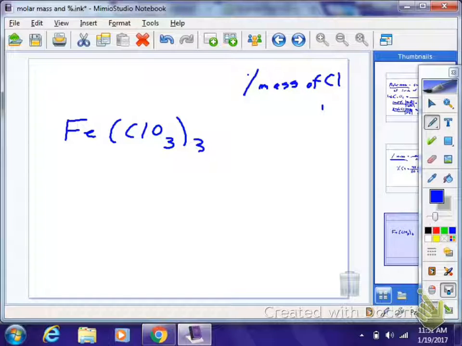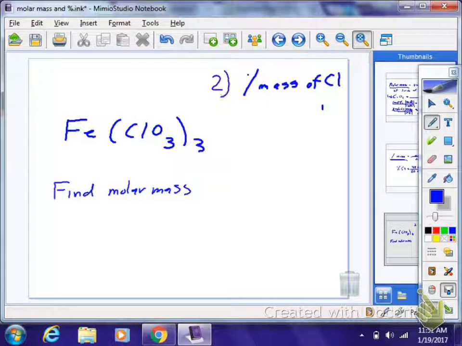So, we're going to have you do two things on this. One thing we're going to do is have you find the molar mass. And then we're going to have you find the percent mass of chlorine. So we're going to have you do one first, find the molar mass, and then we'll have you do two, find the percent composition by mass. Okay? So I would like you to go ahead and start going through the process.